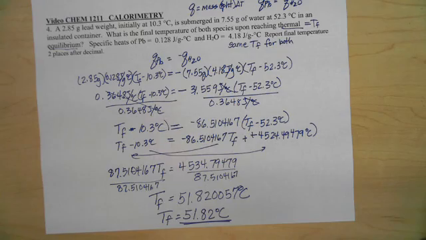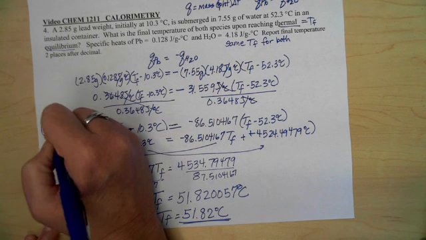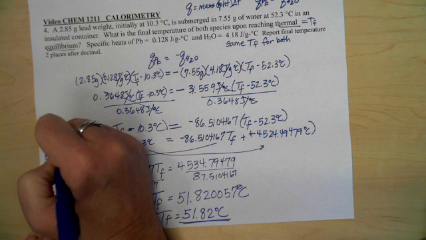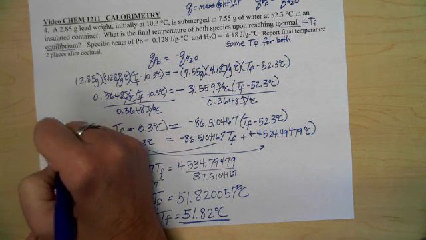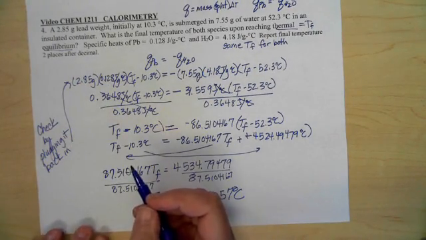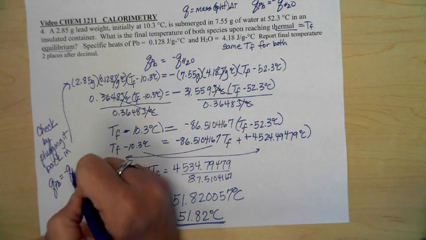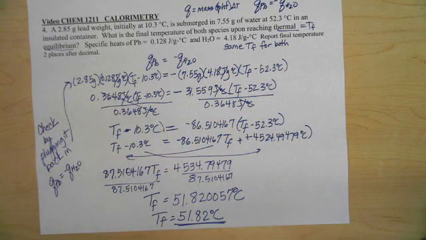Now, as a double check, if I take T final, I can check it by plugging it back in to this equation. If I do that, then my Q of the lead should equal to minus Q of the water. I did that, double checked it, and this works. You're not going to get an exact number because of the number of significant digits, but this will tell you whether you are comparable.